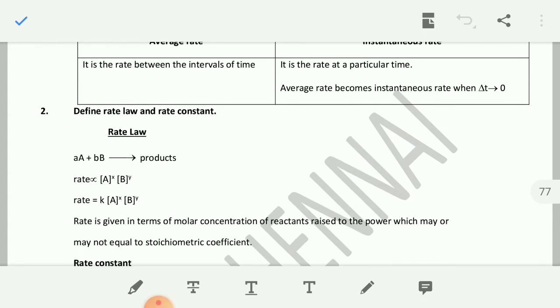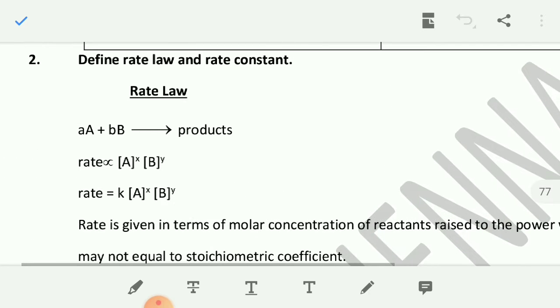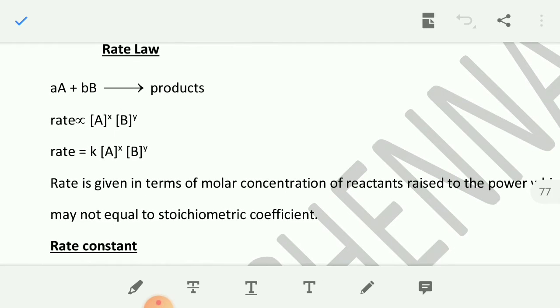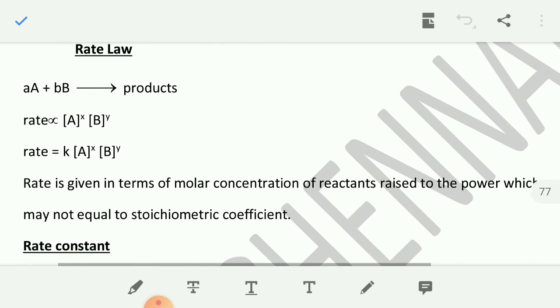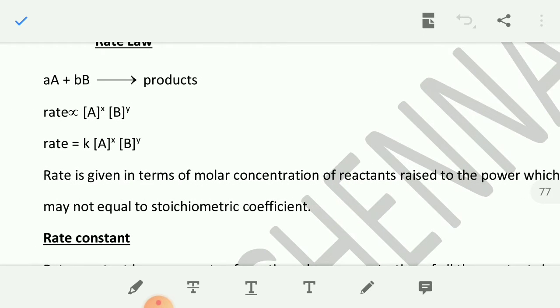Then second question, define rate and rate constant. So for the reaction a moles of A plus b moles of B gives products, the rate is directly proportional to the concentration of A to the power x, times the concentration of B to the power y. So rate equals k, the proportionality constant, times [A] to the power x, [B] to the power y. Rate is given in terms of molar concentration of reactants raised to powers which may or may not be equal to the stoichiometric coefficients. It is called the rate law.